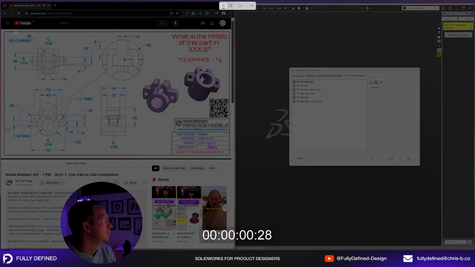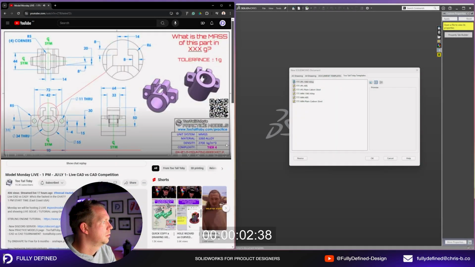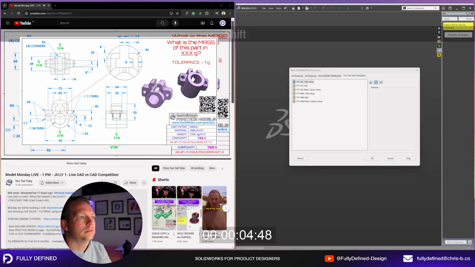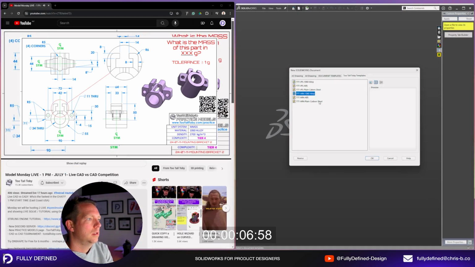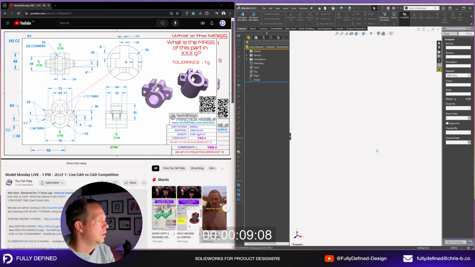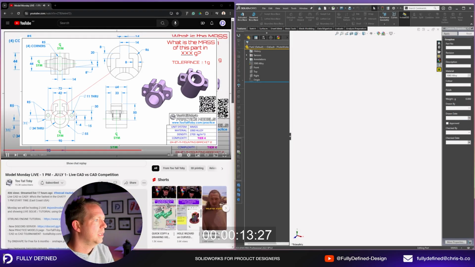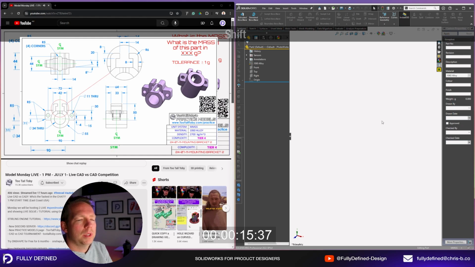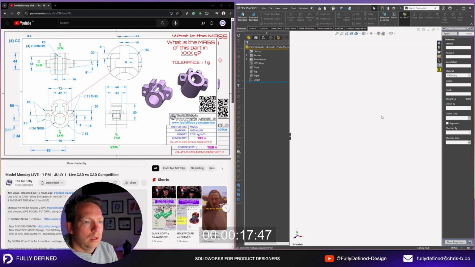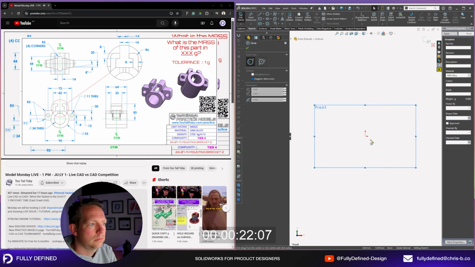Go. What is the mass of this part? XXX grams. The tolerance is plus or minus 1 gram. Oh, that quality is really low. 1060 alloy, which has 2700. Screenshot that again. We're back to metric. It's better. MMGS for a unit system. Okay. The model is called Mounting Bracket 2.